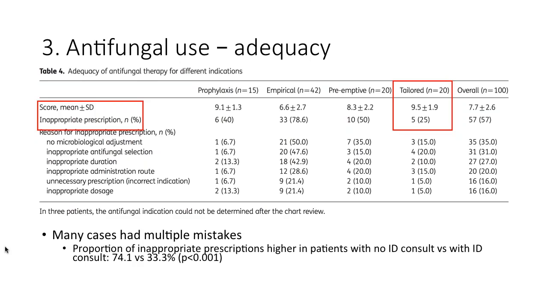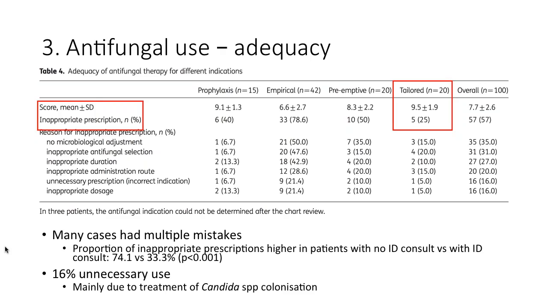Overall, many individual cases had multiple mistakes attributed to their score, and a higher proportion of inappropriate prescriptions occurred in patients who didn't have an ID consult versus those that did. Not surprising, but interesting that a third of ID consults were still considered inappropriate, non-optimal. That's a take-home message. Overall, 16% was considered totally unnecessary, and that was mainly due to the units actually treating colonisation.